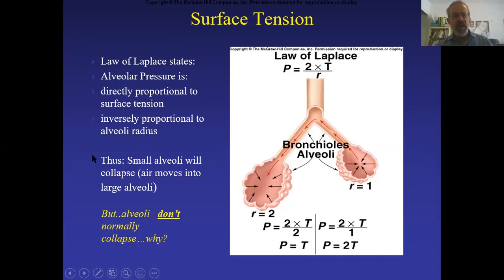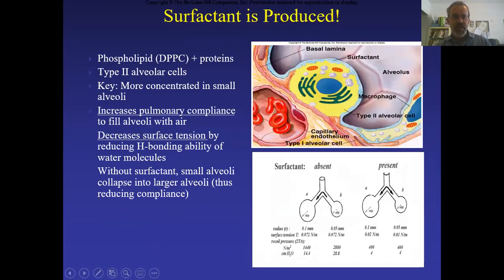And then I mentioned small alveoli typically will collapse, but they don't collapse because, as you guys know, we produce surfactant. And surfactant is a phospholipid complex with a protein produced by type 2 alveolar cells. It prevents the collapse, of course, by decreasing surface tension. By reducing the surface tension, it increases the compliance, the ability to inflate. So that's a good thing.